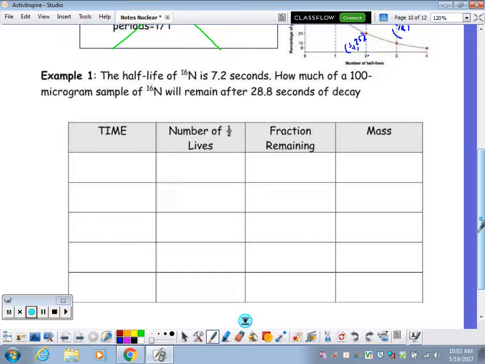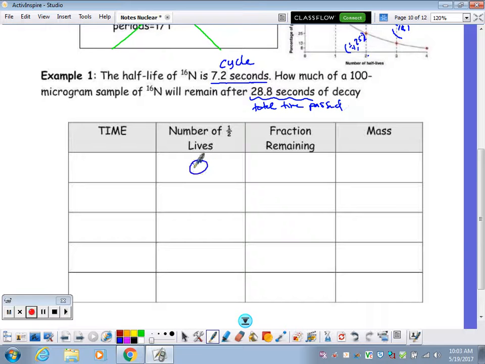So the half-life of nitrogen-16 is 7.2 seconds. How much of a 100 microgram sample of the N-16 will remain after 28.8 seconds? So 7.2 seconds is the amount of time per cycle. 28.8 seconds represents the total time passed. So I just want to look at the number of half-life cycles.